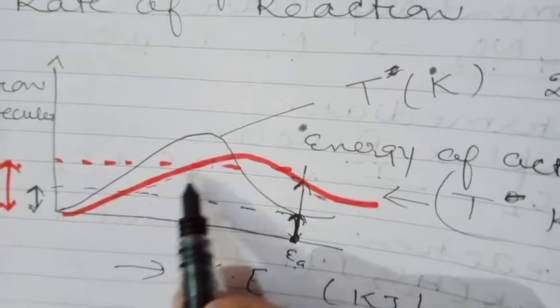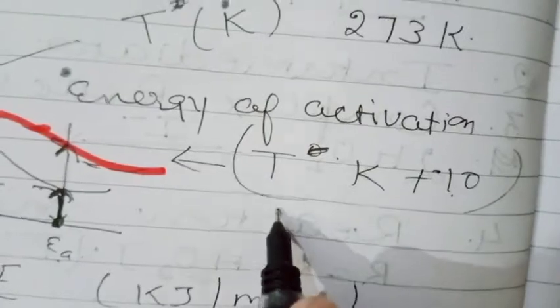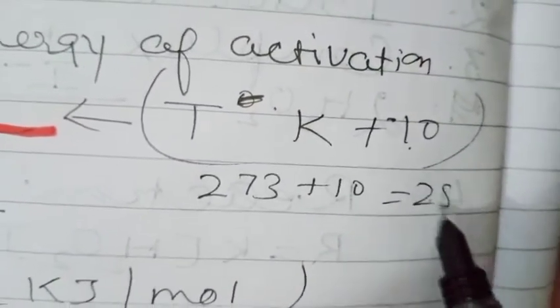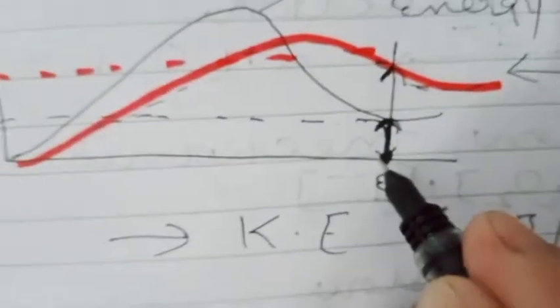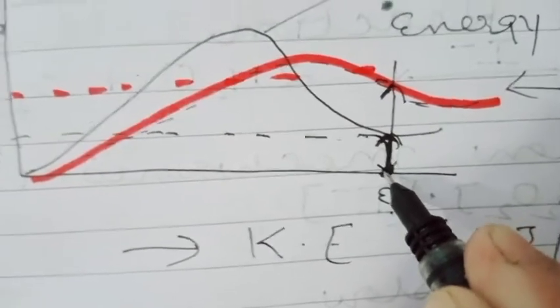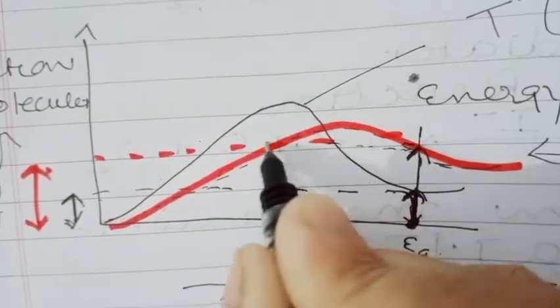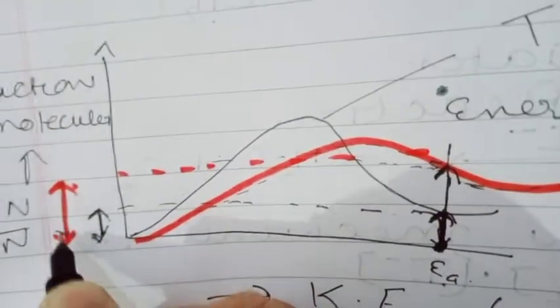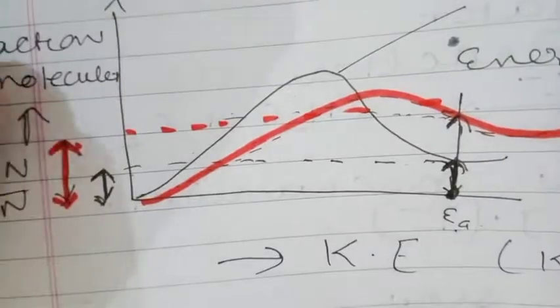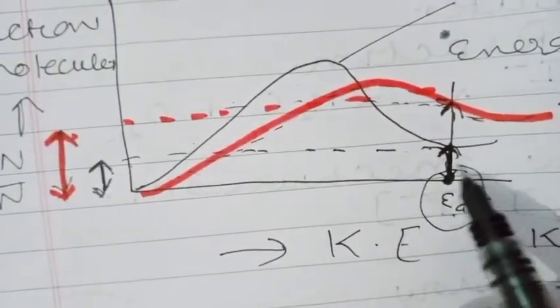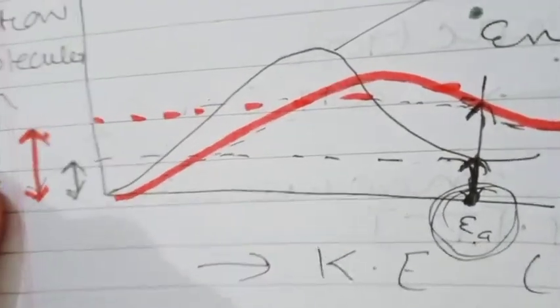Now look at the red graph. This is the graph when temperature is increased by 10 degrees. For example, the temperature is 273 plus 10, that is 283 K. In this case, if we consider activation energy at this point, you can extrapolate it, and when you touch the y-axis, you get the fraction of molecules, that is dN by N. You can observe that the fraction of molecules having energy equal to activation energy becomes almost double.